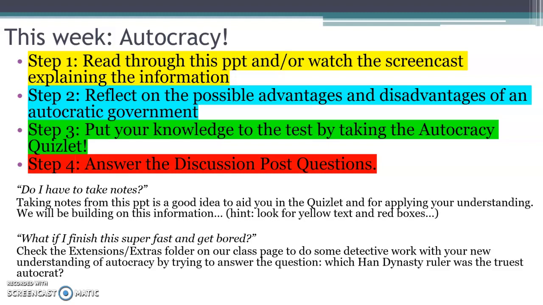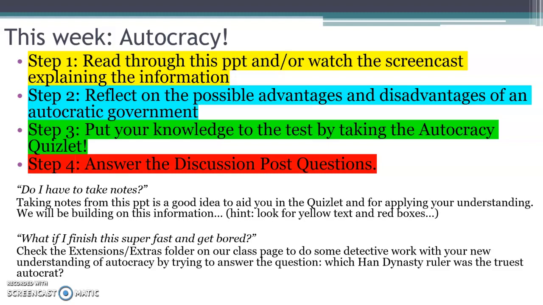Do you have to take notes? Taking notes from this PowerPoint is a good idea. It's going to aid you in the Quizlet. It will also allow you to complete the table and the discussion post, as well as build on the information that we're going to be working on. We're going to be learning about a number of different power structures. Autocracy is the first one, and you will be trying to apply it to real world, real life scenarios.